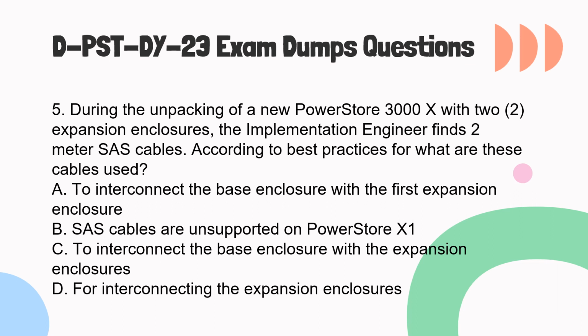5. During the unpacking of a new PowerStore 3000X with two expansion enclosures, the implementation engineer finds 2-meter SAS cables. According to best practices, for what are these cables used? A. To interconnect the base enclosure with the first expansion enclosure. B. SAS cables are unsupported on PowerStore X1. C. To interconnect the base enclosure with the expansion enclosures. D. For interconnecting the expansion enclosures.